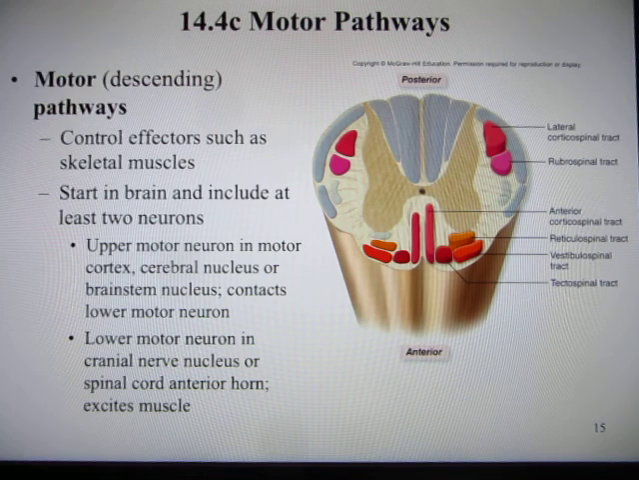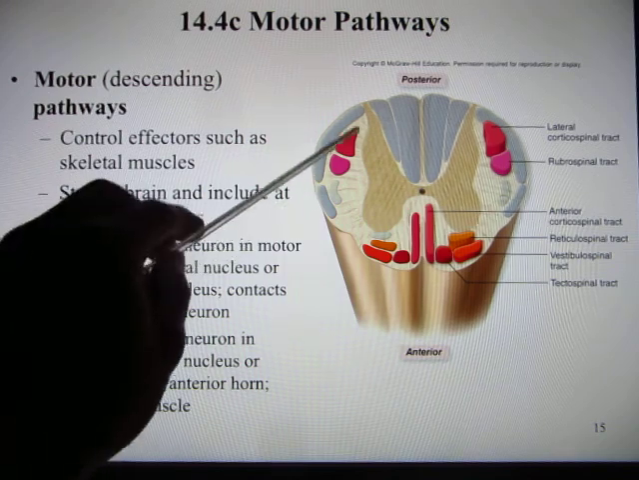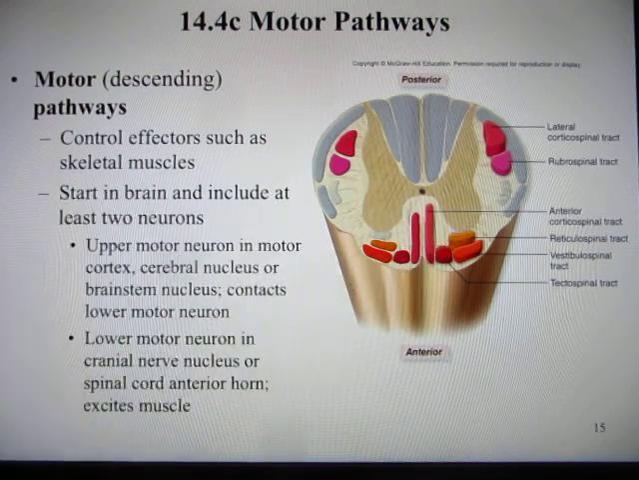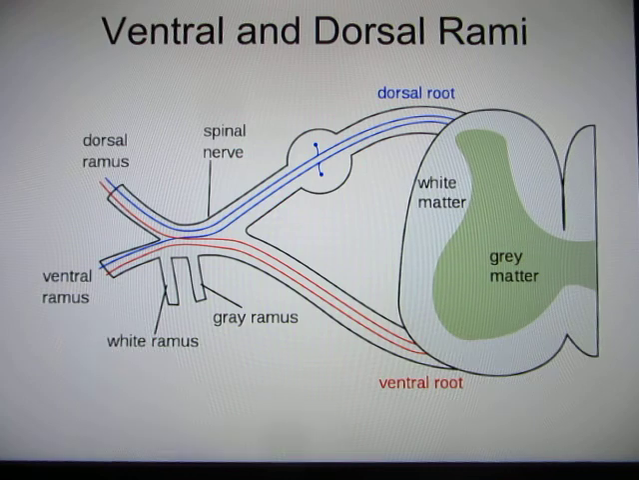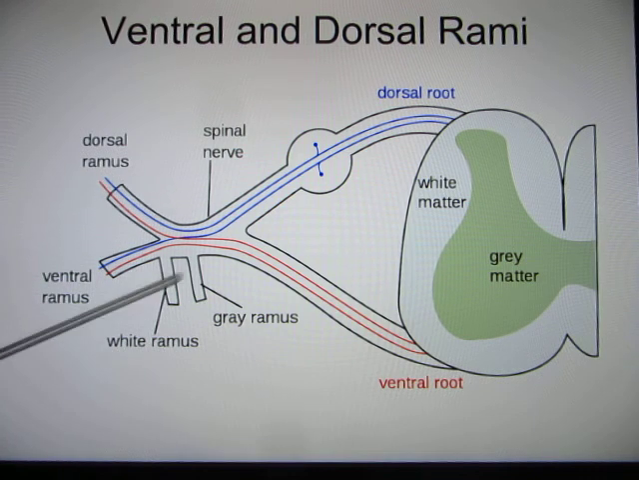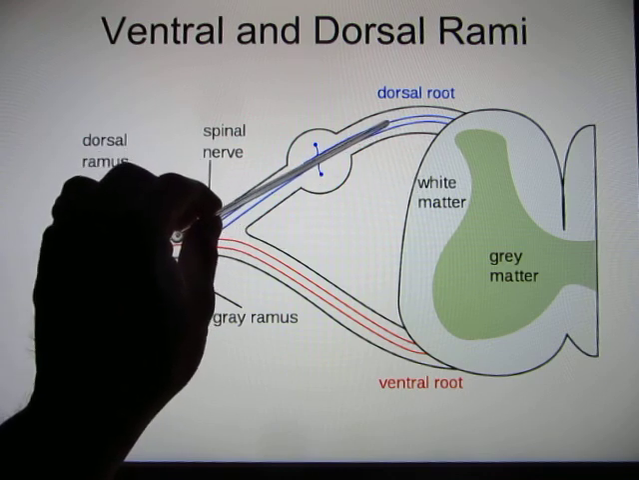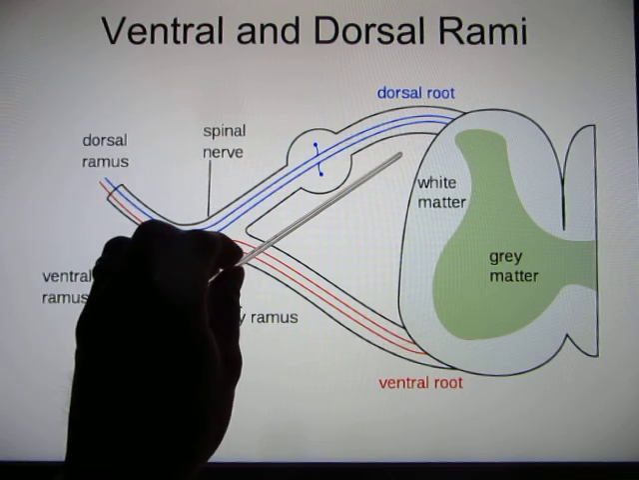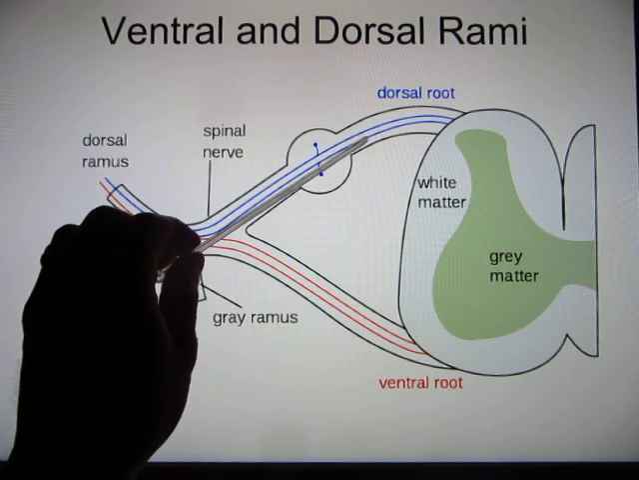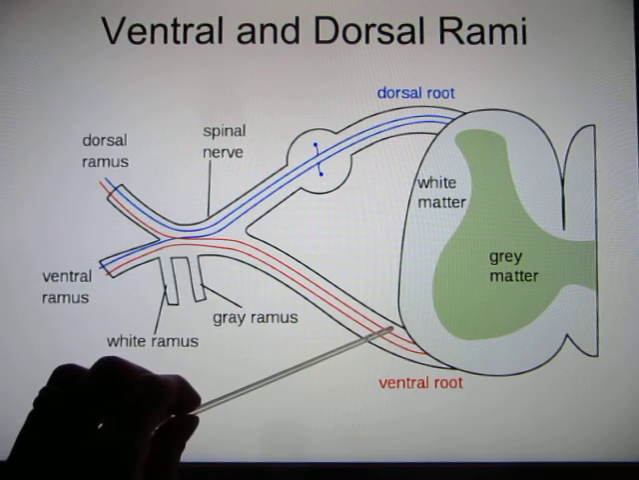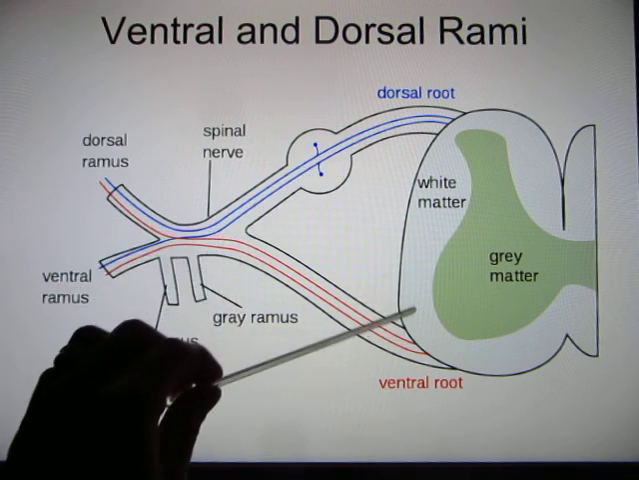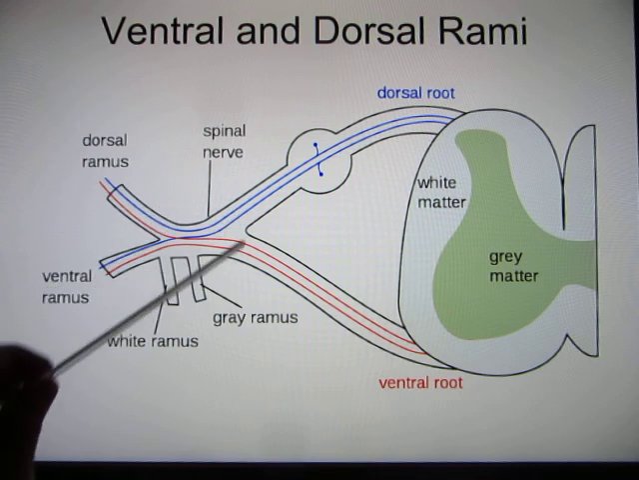So this side shows you the motor pathway. Now let's look at the ramus. We talk about the dorsal root and the ventral root. The dorsal root is the sensory input. The ventral root is the motor output. And when they combine together, we call them the spinal nerve.